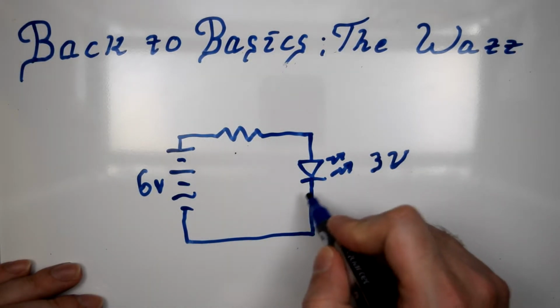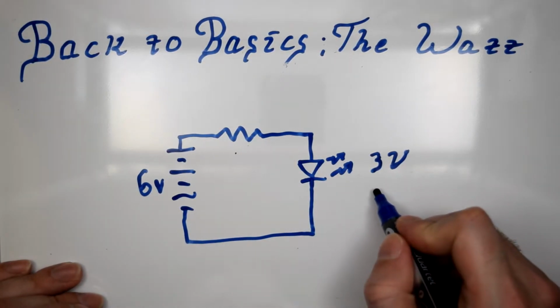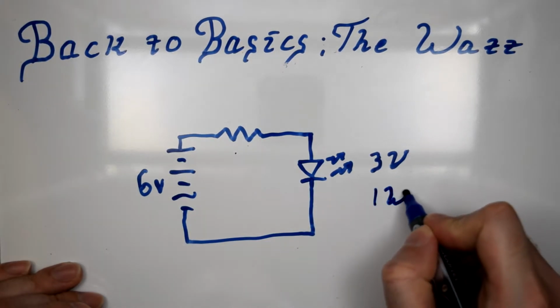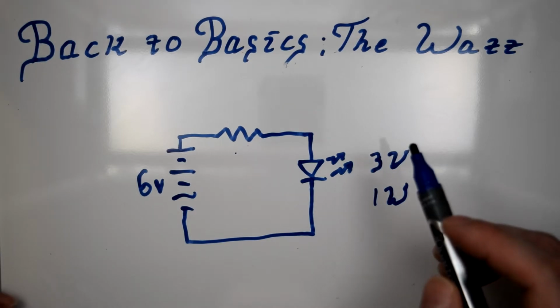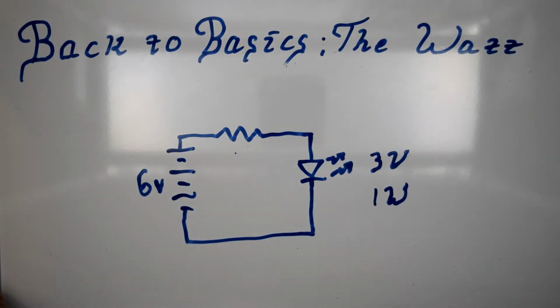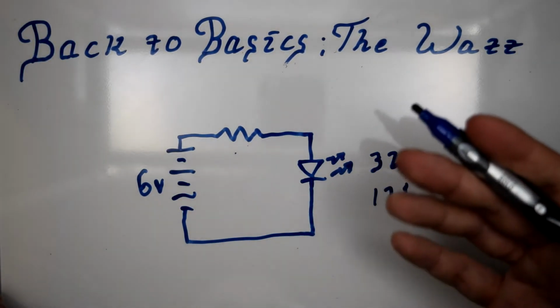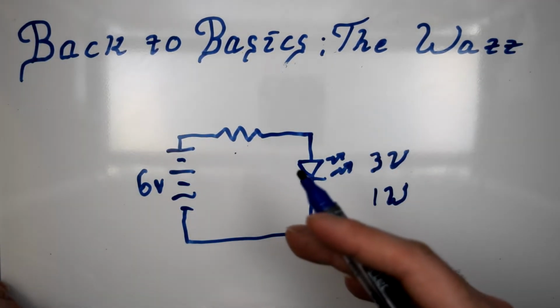Now let's say this LED here is rated at 1 watt, which is a very bright LED. So we know we can then calculate what the current for the circuit is going to be.